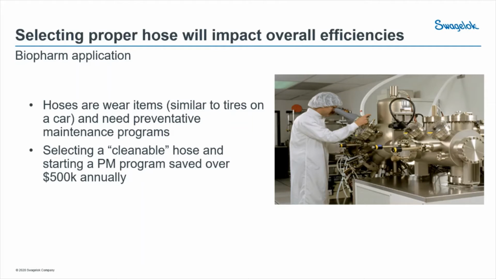So in this case, they selected a cleanable hose and started a preventive maintenance program, which ended up saving them over 500K annually in downtime. So what they were doing was waiting for a hose to fail. They'd shut everything down, they'd replace that hose, and then keep doing that. Well, that's a lot of downtime, whereas if you have a preventive maintenance program, you can just plan for that, shut the plant down, replace all these hoses, replace whatever else needs to be replaced, and then get it back up and running. So that can certainly save you a lot of money.